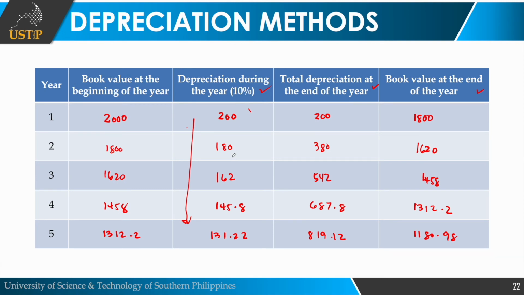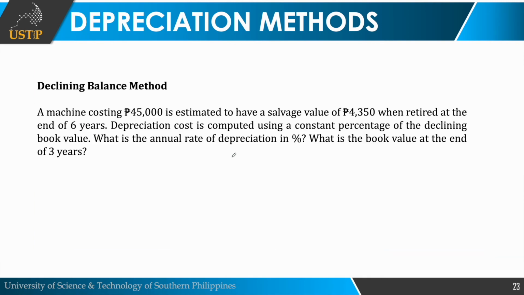Okay, continue. Second problem we have here. A machine costing 45,000 is estimated to have a salvage value of 4,350 when retired at the end of 6 years. Depreciation cost is computed using constant percentage of the declining book value. What is the annual rate of depreciation in percent? And what is the book value at the end of 3 years?